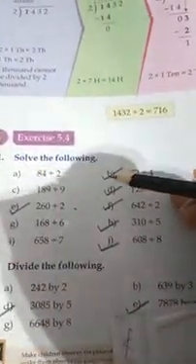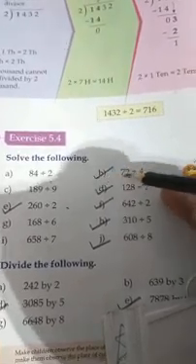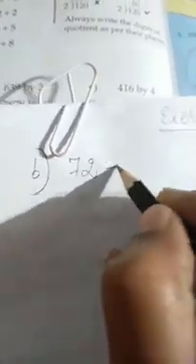Firstly, I will tell you the B part. See here everyone, how to do these sums. Exercise 5.4. Firstly, B part. What is the statement of B part? That is 72 divided by 4. Here we have to write the table of 4. In the rough work, we will write the table of 4.